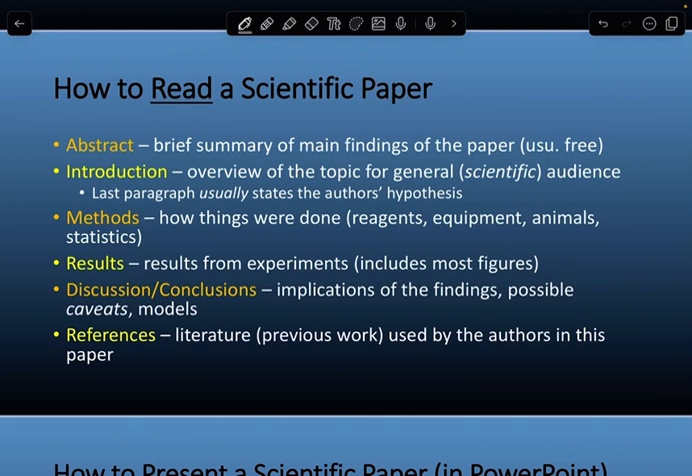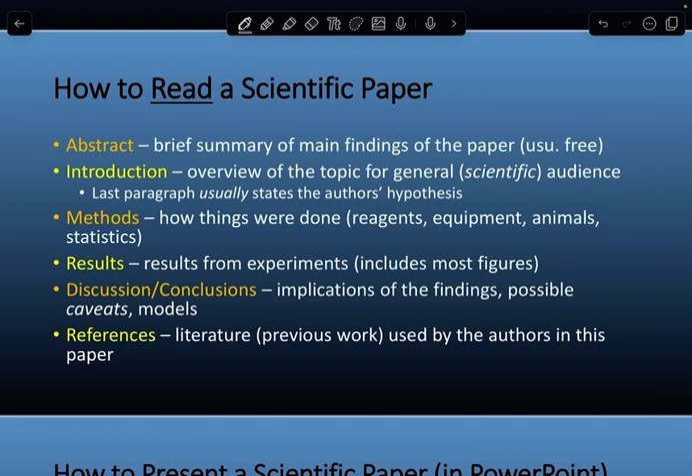If you look through, this is a fairly standard formatted scientific paper. You've got the title and the author, or authors, right? At the top, you have the abstract. Generally, an abstract is a brief summary of the main findings of the paper. In general, the abstract is available to you free on databases.